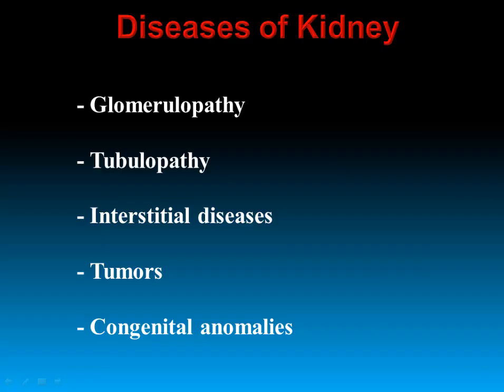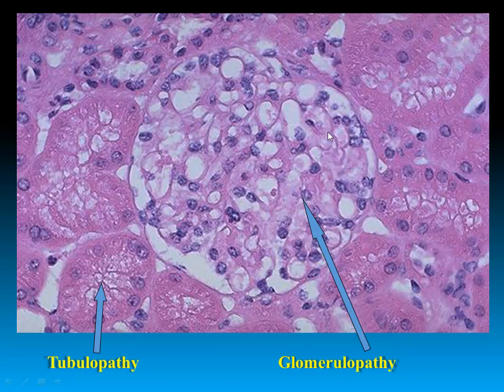All diseases of the kidney can be determined as 5 groups. The 5 groups of diseases are glomerulopathies, tubulopathies, interstitial diseases, tumors, and congenital anomalies. Glomerulopathy is a disease which affects the glomerulus. Tubulopathy is a disease which leads to damage of the convoluted tubules of the kidney.